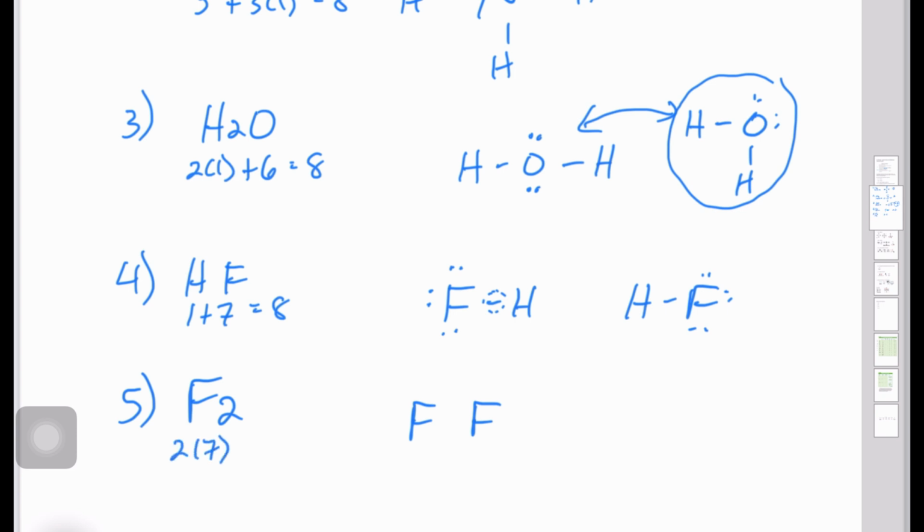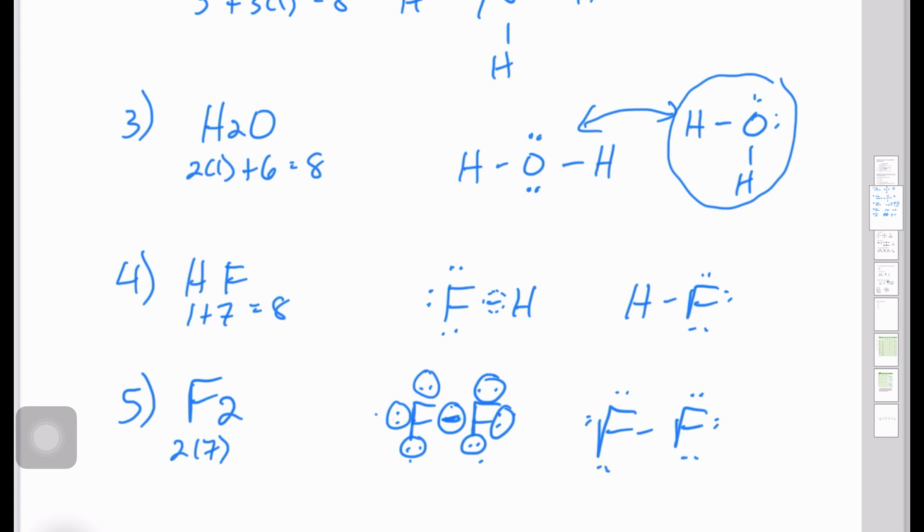And you may say to yourself, the octet is 8 times 2 is 16. But we're not having them all on their own. This pair of electrons is going to be shared. 2, 4, 6, 8, 10, 12, 14. So we have 3 lone pairs, 3 lone pairs, 2, 4, 6, 8, 10, 12, 14. So the F2 molecule has 7 valence electrons each atom, sharing 2 in the middle for 14.